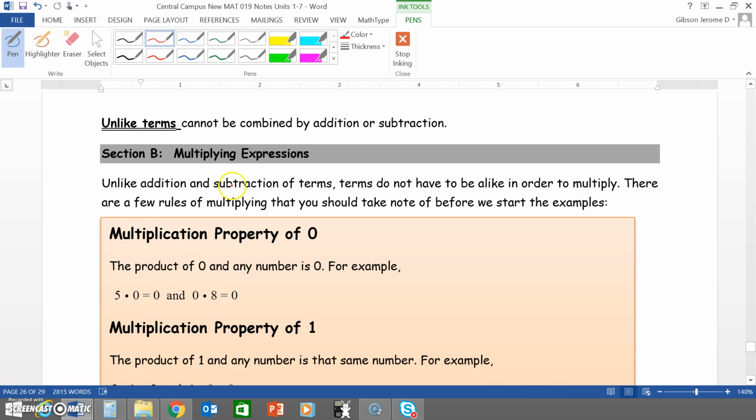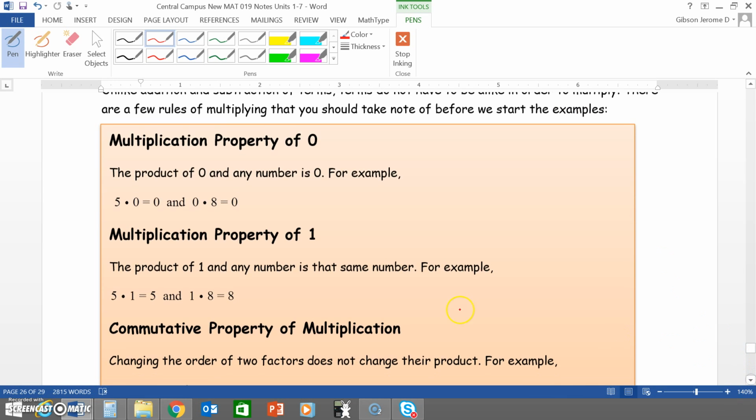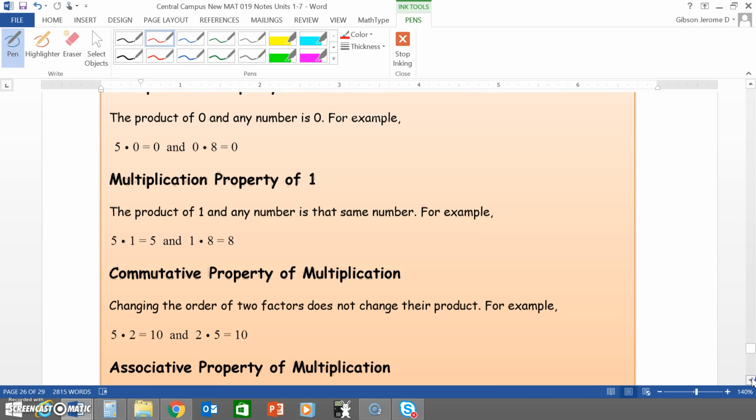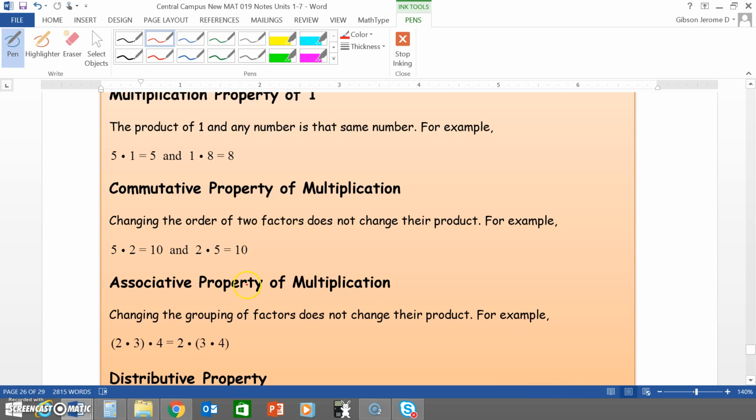Section B, multiplying expressions. Unlike addition and subtraction of terms, terms do not have to be alike in order to multiply. There are a few rules of multiplying that you should take note of before we start the examples. Okay, now, when you multiply by 0, any number you multiply by 0 will give you 0. Okay, next, if you multiply by 1, any number you multiply by 1 will give you the number that you started with. Now we come here to the commutative and associative property.